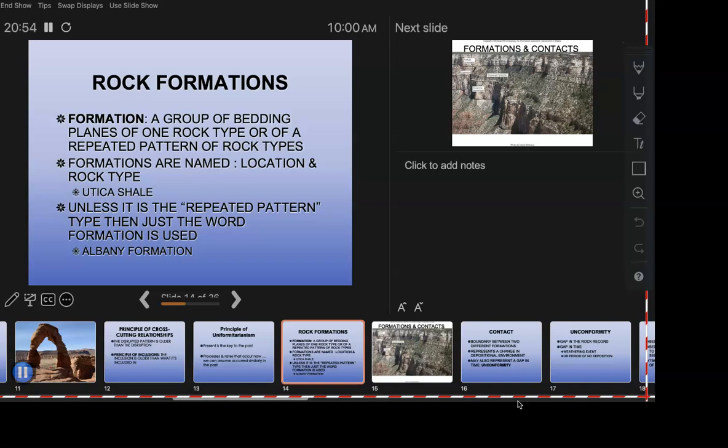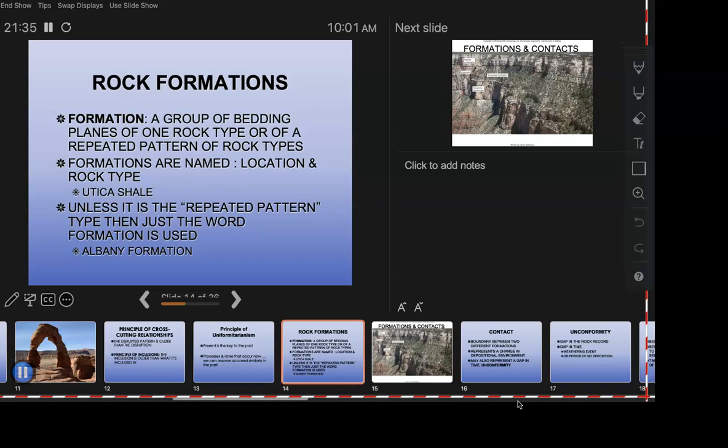Sometimes it's just one rock type, sometimes it's, like I said, this repeated pattern. And the names are pretty straightforward. Location and rock type, if it's one type of rock. They're not going to say the Utica shale, sandstone, and limestone. No, they only say the Utica shale. And the Utica shale is actually a very important shale. I was very surprised, and I've been teaching this my entire life, to find out that it actually goes into Ohio. And that's what they were tapping back in the fracking days.